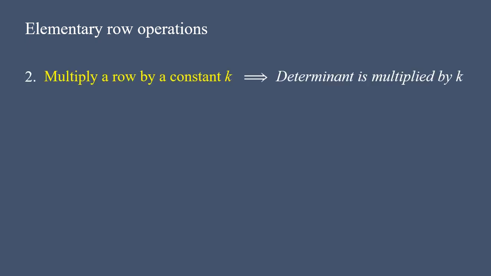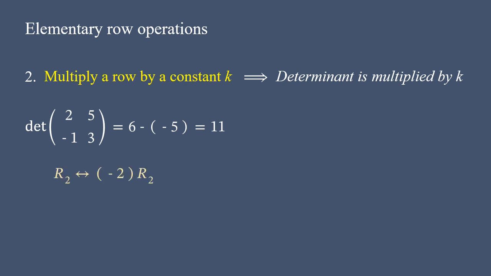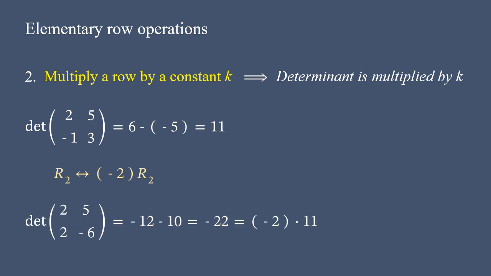Let's consider the next property. If a matrix row is multiplied by some constant, then the value of determinant also should be multiplied by the same constant. Let's take the same matrix. We have already evaluated its determinant, which is 11. Now, multiply the second row of this matrix by -2 for demonstration purposes. And compute the determinant of the resulting matrix. We get -22. This comes out to be -2, which is the multiplier in this example, times 11, that is the determinant of the original matrix.